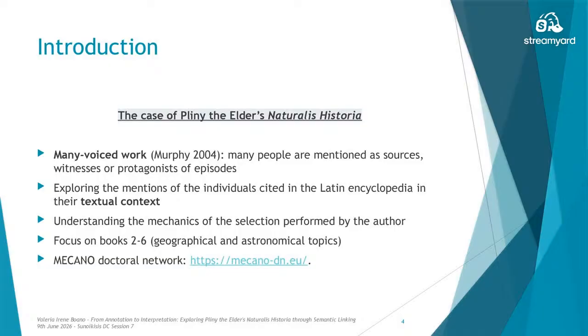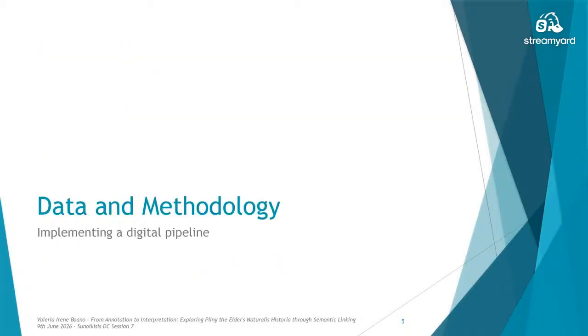So we can explore the mentions of those individuals in the encyclopedia within their textual context to try to understand the mechanics of the selection that was performed by the author. In particular, I'm focusing on books 2-6, which contain the geographical and astronomical topics. And this project is part of the Meccano Doctoral Network. And if you want, you can have a look at what the network is about.